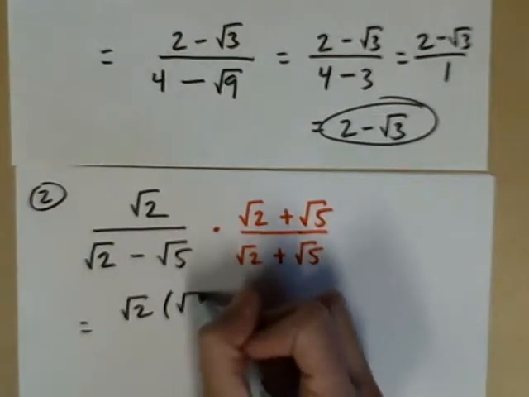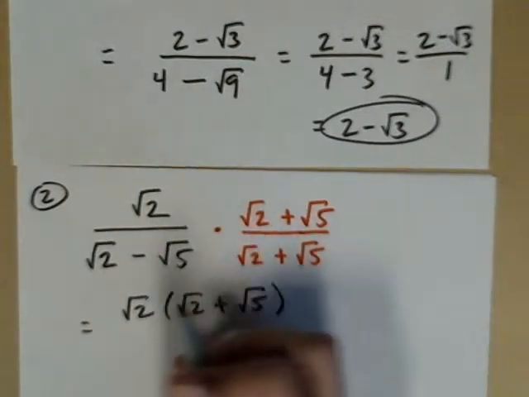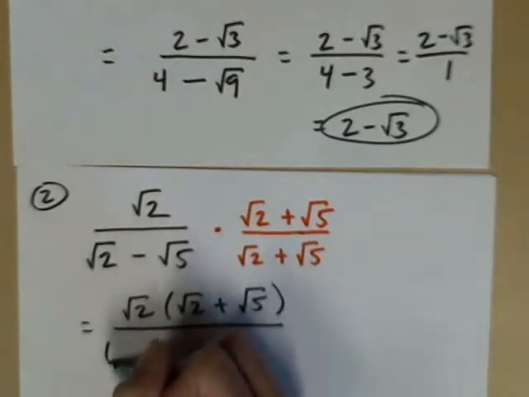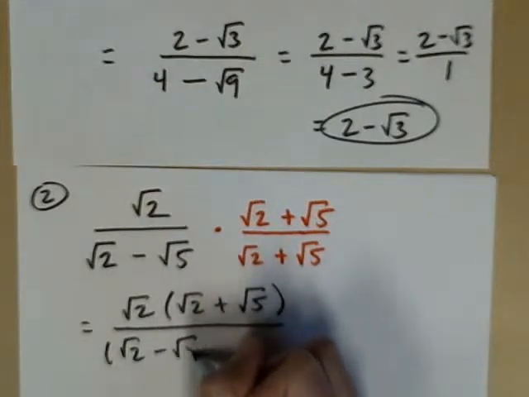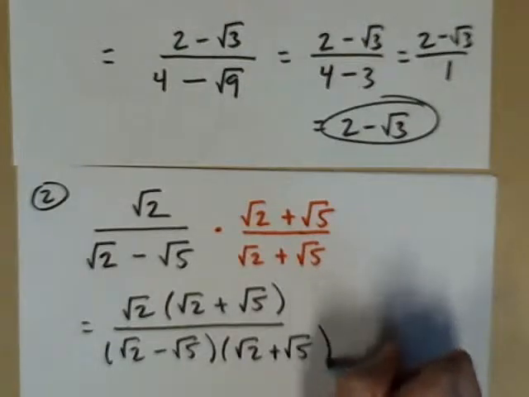I'm going to distribute in a minute. Let me first just write out what this looks like as a single fraction. There's the numerator multiplied together, and my denominator multiplied together, so that difference times the sum.